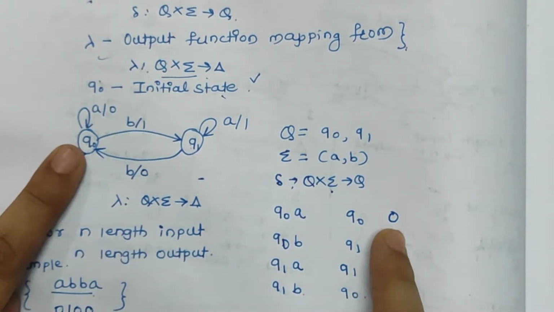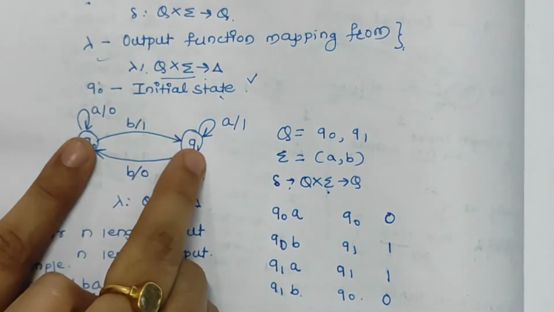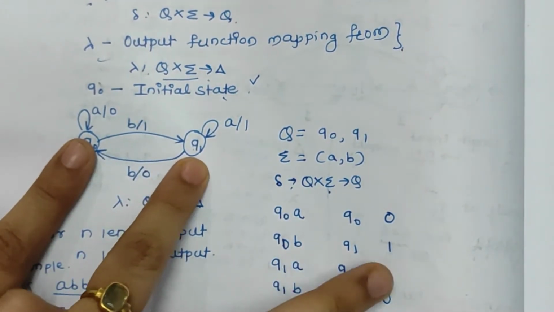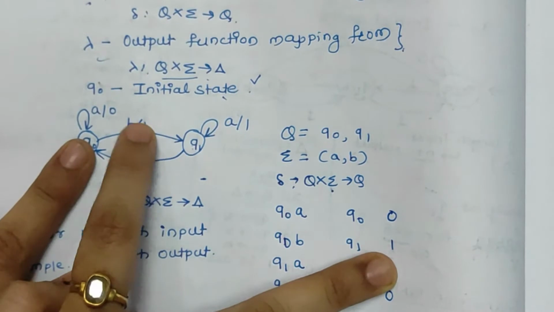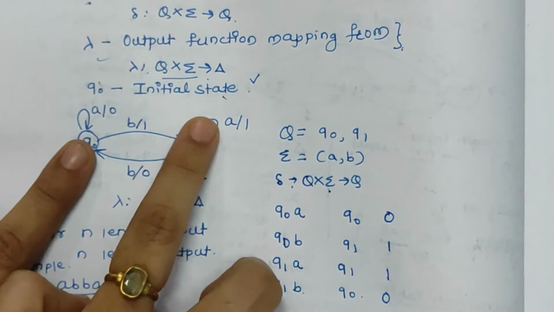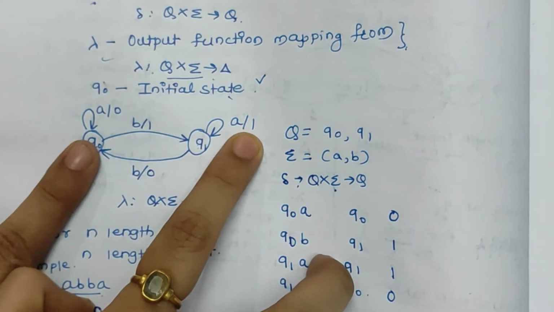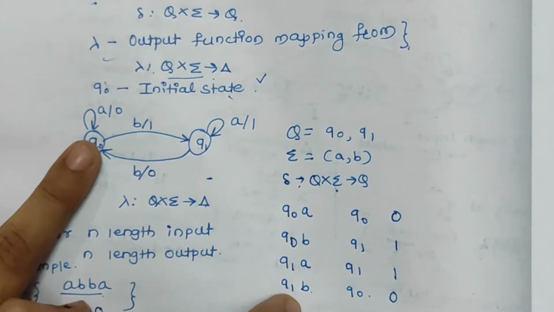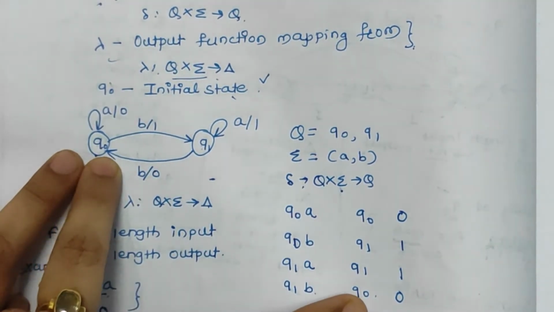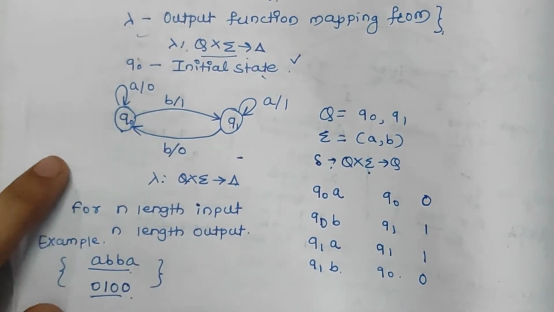Now with state Q0 and input B, the next state will be Q1 and the output will be 1, because you can see that with the transition you are getting the output 1. Now with state Q1 and input A, the next state will be Q1 and the output associated with this transition is 1. And with state Q1 and input B, the resultant state will be Q0 and the output will be 0. So this is how this Mealy machine works.